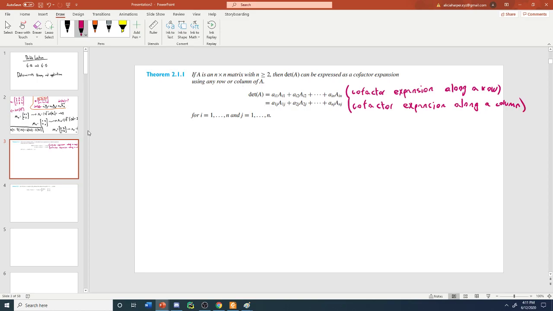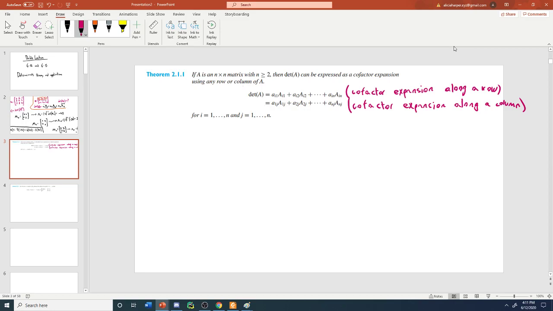So this will be very, very useful for us. And it's going to come up again and again today. When we're computing the determinant in the proof of various theoretical results, the way we're going to do it often is we're going to take advantage of choosing the right row or column by which to do the cofactor expansion.